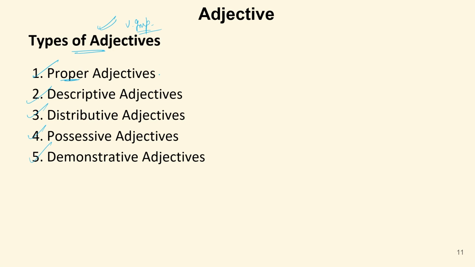So, first we have proper adjective. In the chapter on nouns, we have learned proper nouns. Proper nouns are actually the names or the particular identification that has been given to a common noun. For example, if I say India, India is a proper noun. Now, whenever we add a suffix to a proper noun, it becomes a proper adjective.